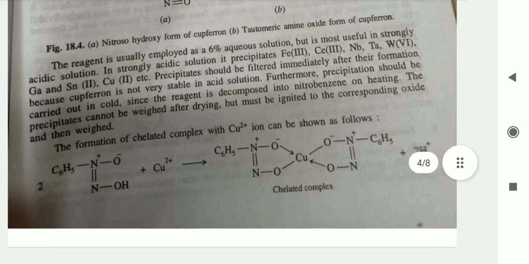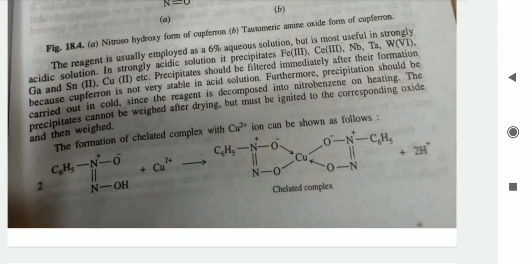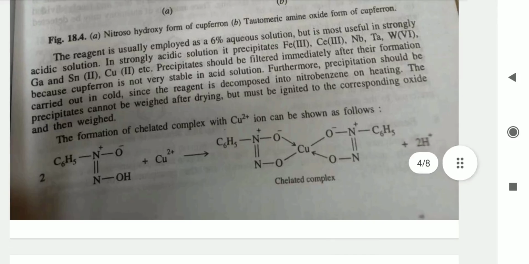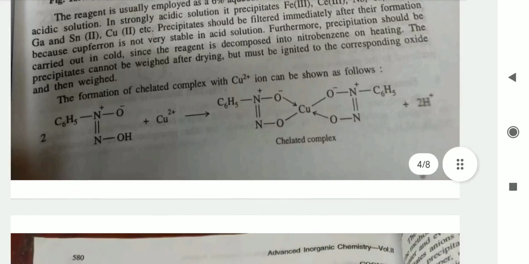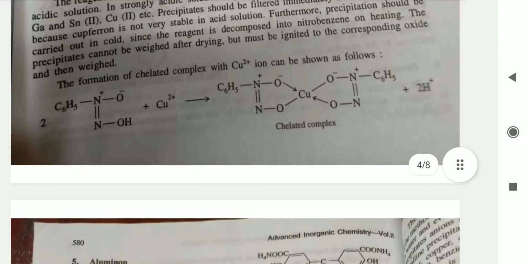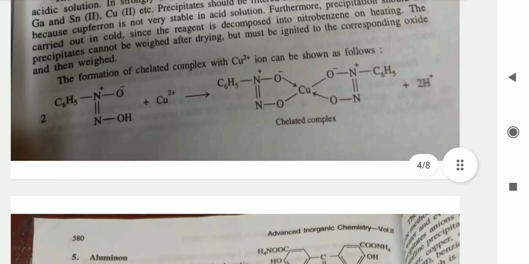Precipitates should be filtered immediately after their formation because cupferron is not very stable in acid solution. Furthermore, precipitation should be carried out in the cold since the reagent is decomposed into nitrobenzene on heating. The precipitates cannot be weighed after drying but must be ignited to the corresponding oxide and then weighed. The formation of the chelated complex with Cu2+ ion can be shown as follows.